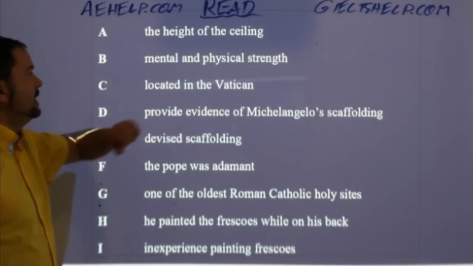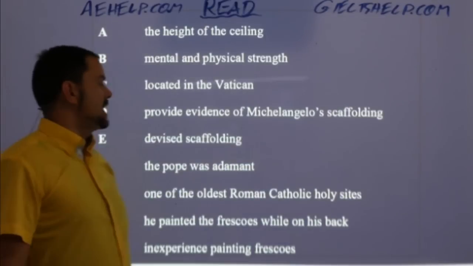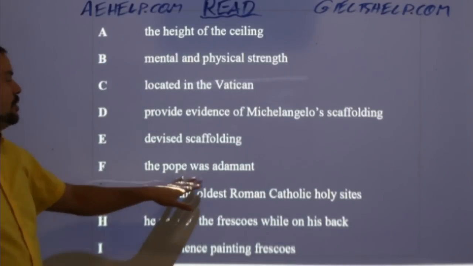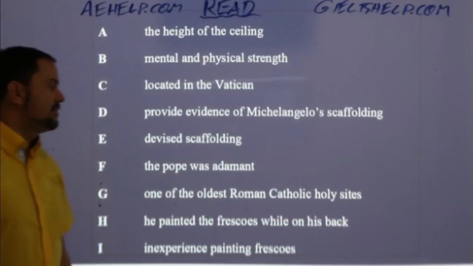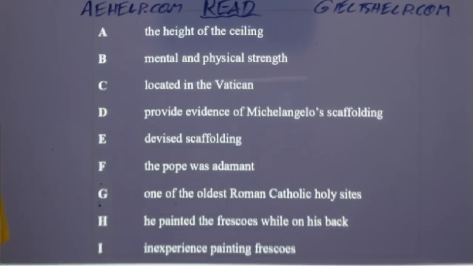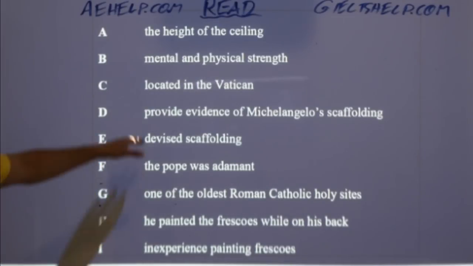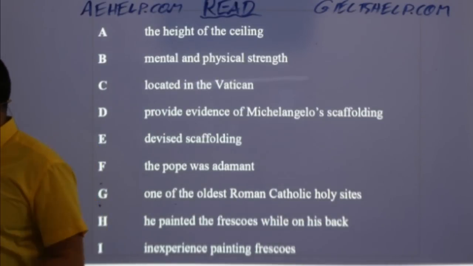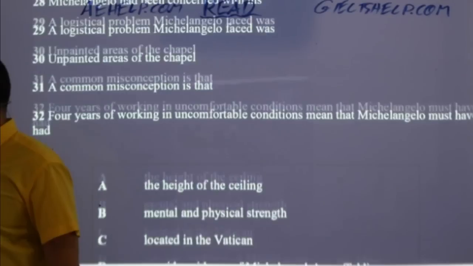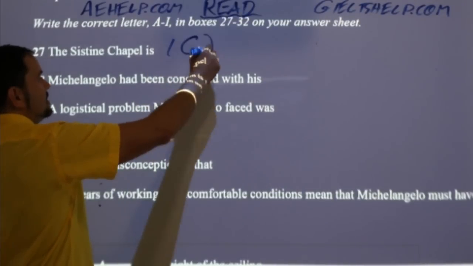The height of the ceiling, mental and physical strength, located in the Vatican, provide evidence of Michelangelo's scaffolding, devised scaffolding. The Pope was adamant, one of the oldest Roman Catholic holy sites. He painted the frescoes while on his back, inexperienced painting frescoes. Prince Kakarat Daniel says it's located in the Vatican. So you like the answer C. I like the answer C. It's definitely located in the Vatican. It doesn't say it's one of the oldest Roman Catholic holy sites. Roman Catholicism is much older than the Sistine Chapel. So I think C is a good answer there.